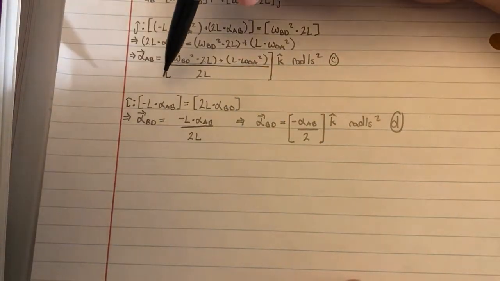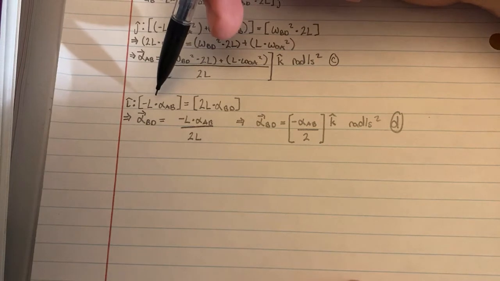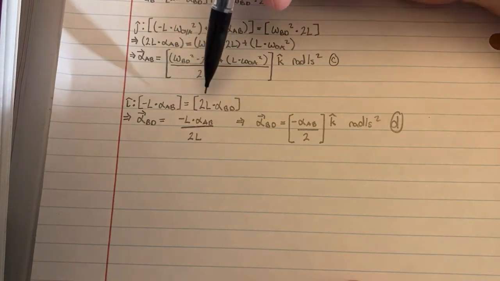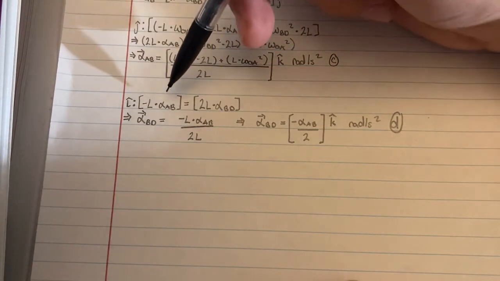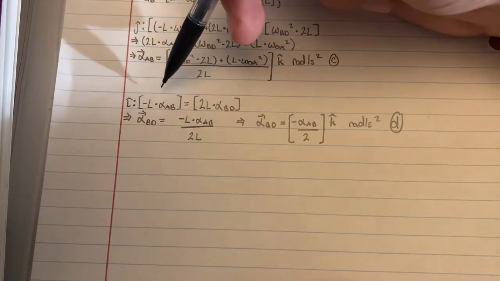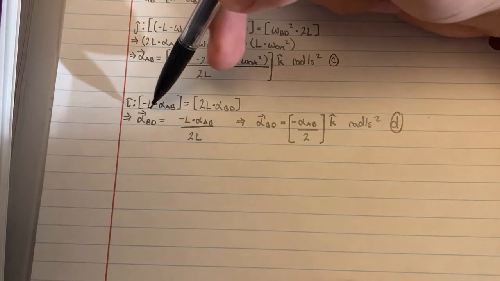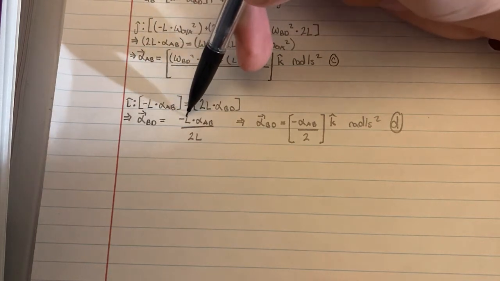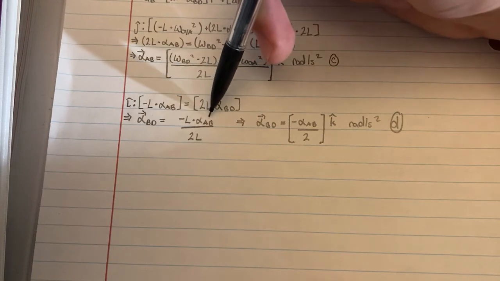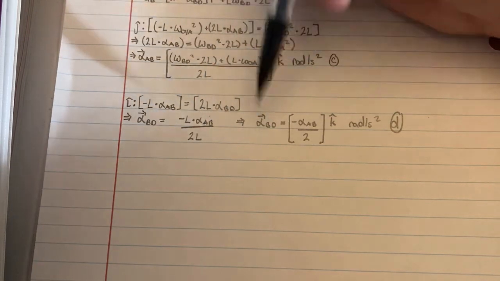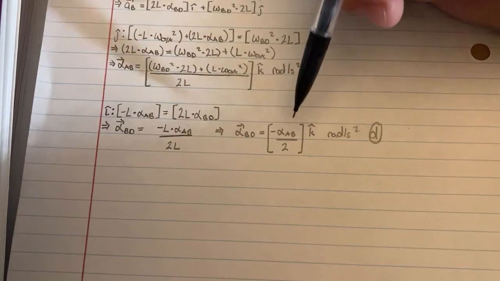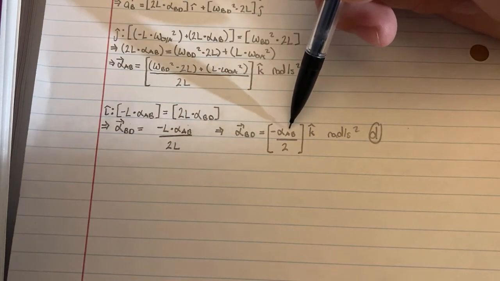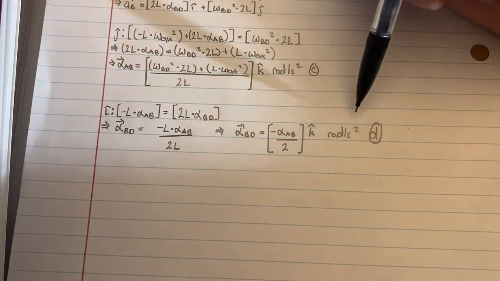Moving on to the i component, we have negative L times angular acceleration of AB equals 2L times angular acceleration of BD. Because we just found angular acceleration of AB earlier, you can just move this over and have angular acceleration of BD equals negative L times angular acceleration of AB over 2L. And then you can simplify this down to negative angular acceleration of AB over 2, and that will find you D.